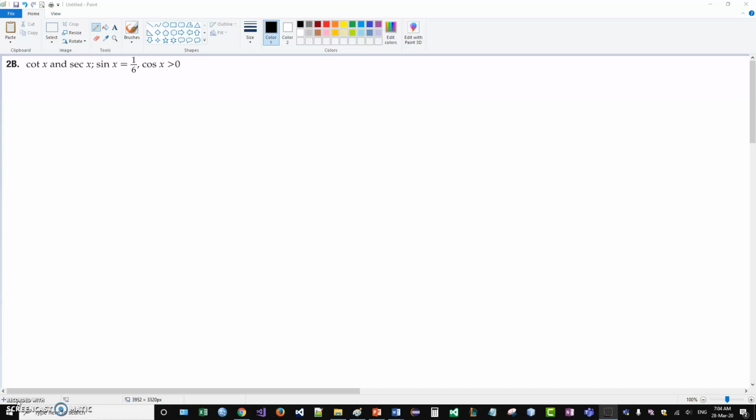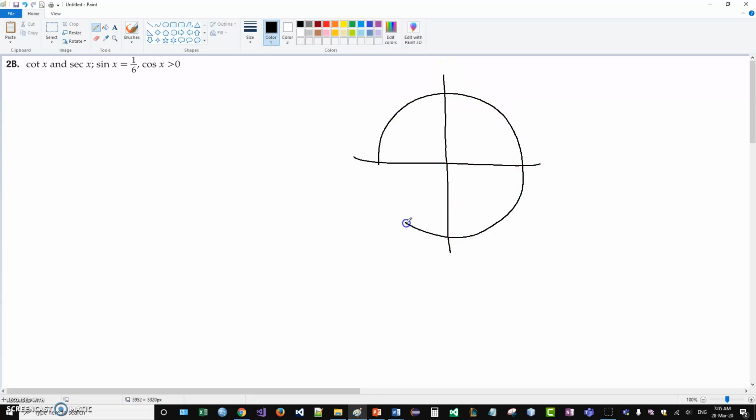Let's look at another example. We need to find cotangent x and secant x, given that sine x equals 1 over 6 and cosine x is positive. Now, since sine x is positive and cosine x is positive, we're looking at quadrant 1. Okay? Now let's start. We know that sine x equals 1 over 6.